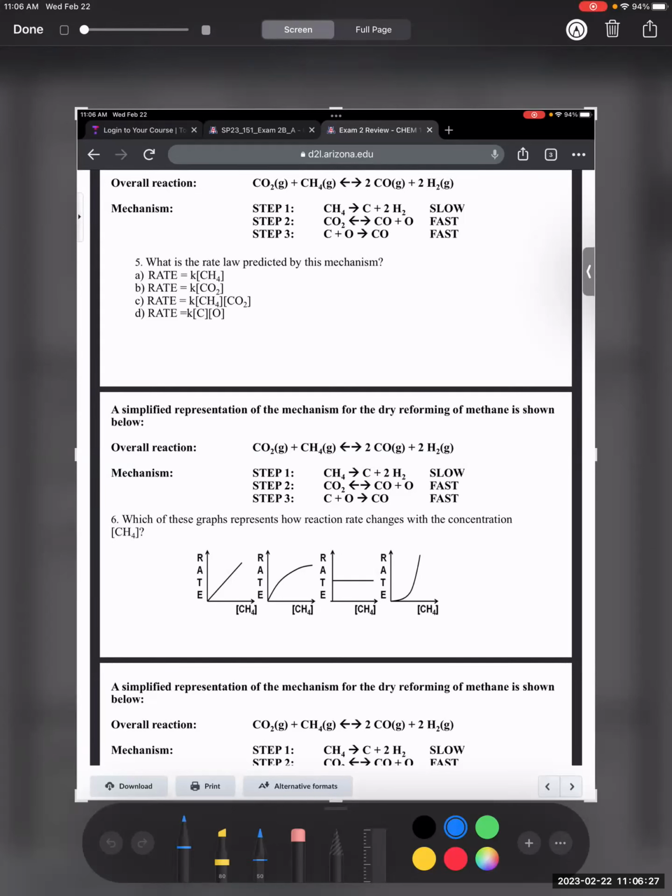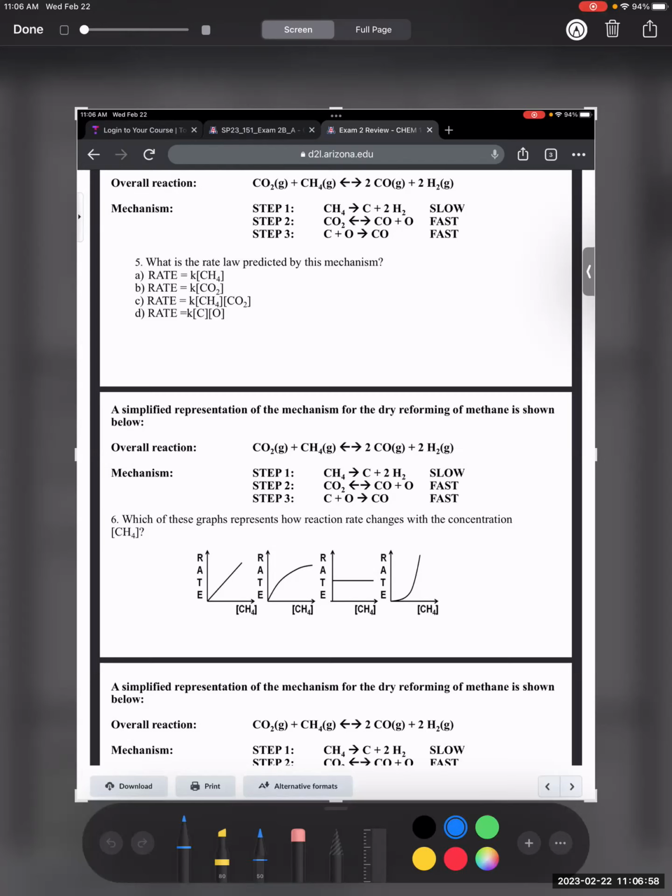Remember, the rate of the overall reaction is determined by the slowest step. Okay, so if you write the rate law for the slowest step, that gives you the rate law for the entire reaction. Only thing is, if that rate law had intermediates, we need to replace those intermediates with something measurable by going back to the previous step where that intermediate was generated. Okay, just keep that in mind.